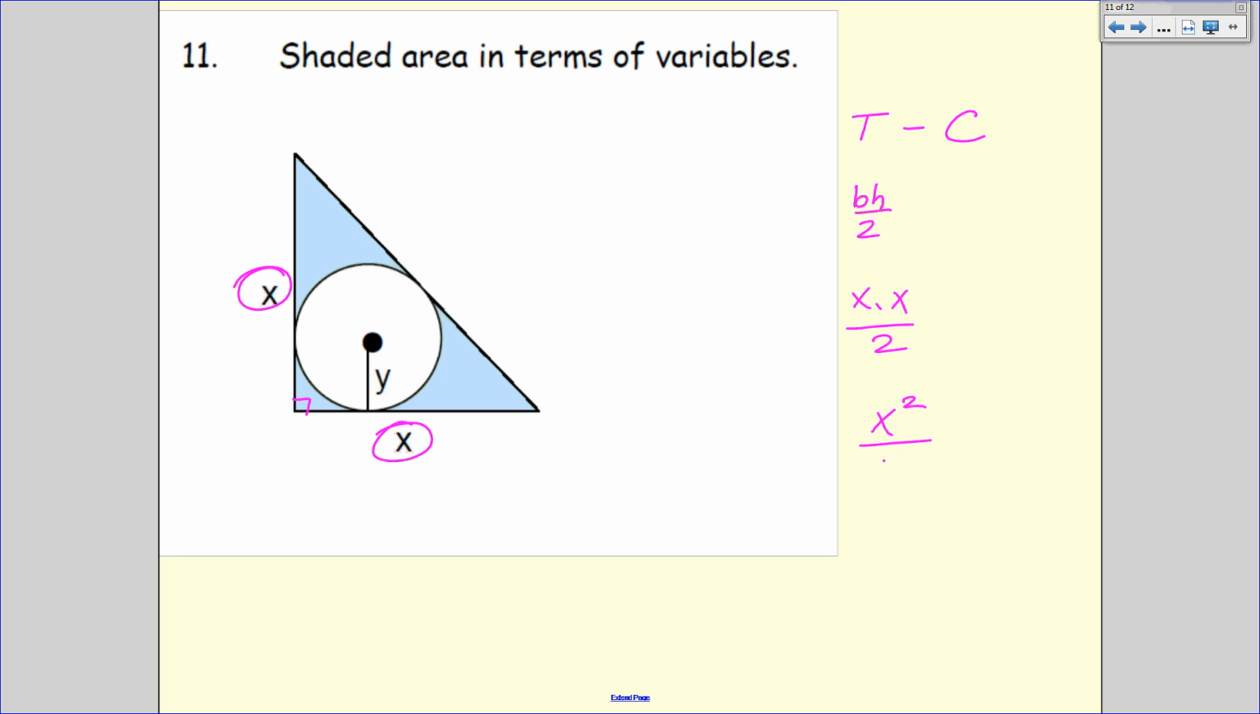So x squared over 2 minus the circle, which is pi r squared. In this case, my radius is y. So this would be pi y squared. So minus pi y squared. So that would be your answer because it says to do it in terms of the variables. So that would be it. That's all you have to do.